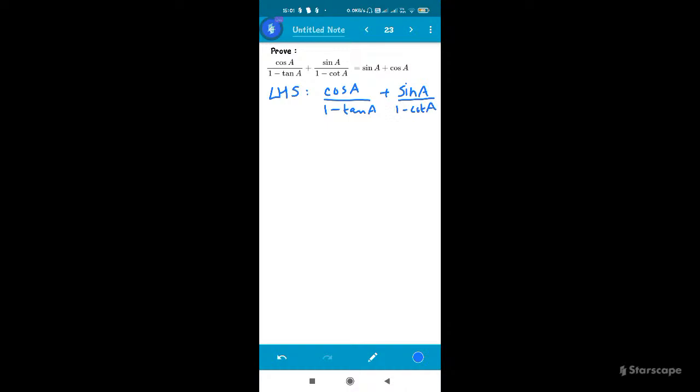As we see that in the right hand side we have the values in terms of sin and cos, so we are going to convert this tan and cot into sin and cos. So cos A divided by, in place of tan I can write sin A by cos A, and in place of cot A I can write cos A by sin A.